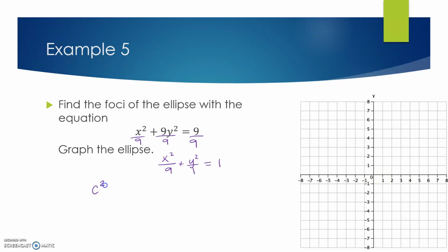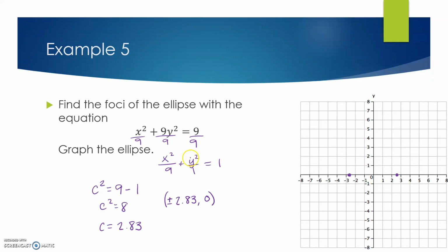So let's find our foci. We're going to have c squared equals a squared is 9, b squared is 1. So I'm going to have c squared equals 8. And when I take the square root of 8, I should get 2.83. So I'm going to say that my foci are at plus or minus 2.83, comma 0. When I graph those, it should look like this.